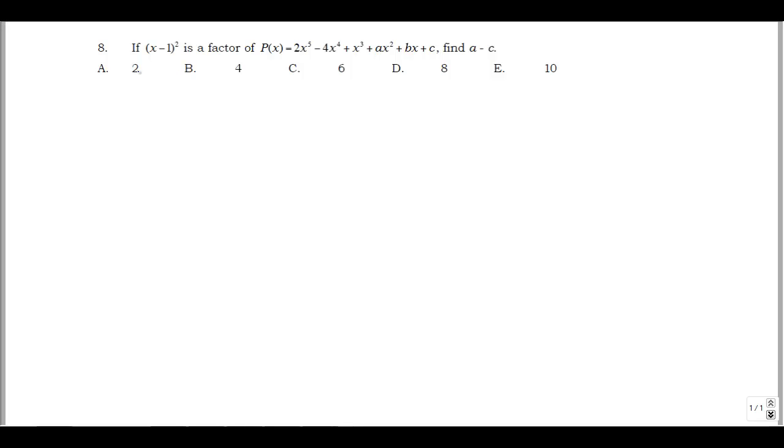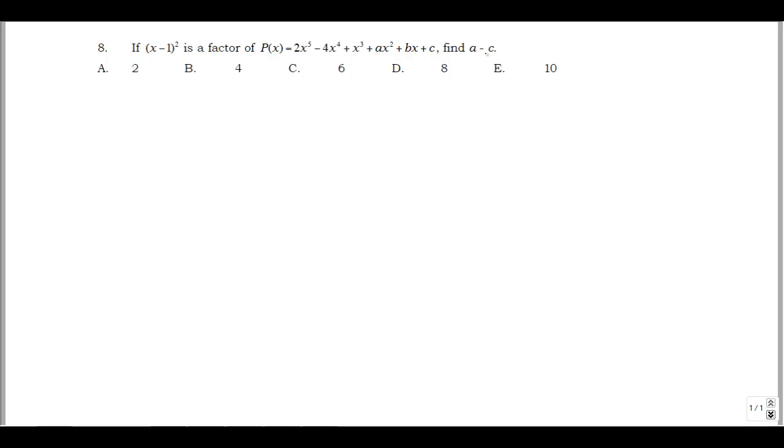This is question 8 from the Spring 2015 AMATYC Student Math League contest. The question says, if (x minus 1) squared is a factor of p of x equals 2x to the fifth minus 4x to the fourth plus x cubed plus ax squared plus bx plus c, we want to find a minus c. There's a straightforward algebra way to do this.